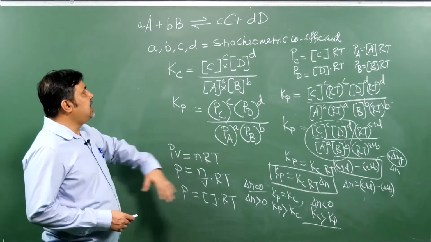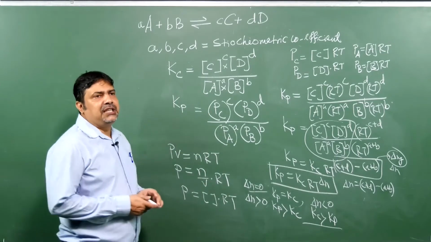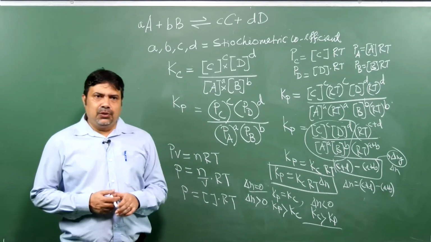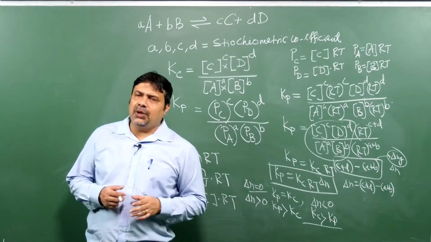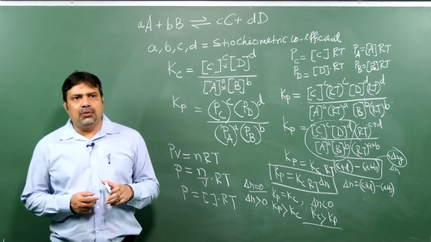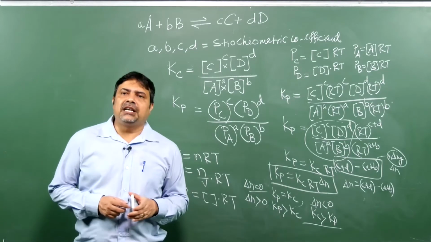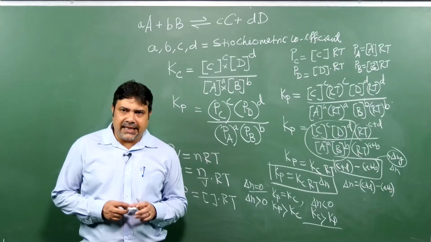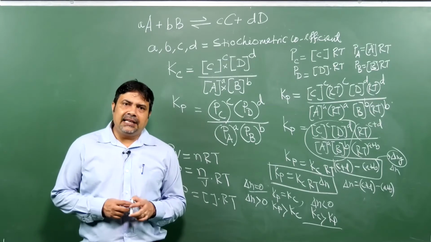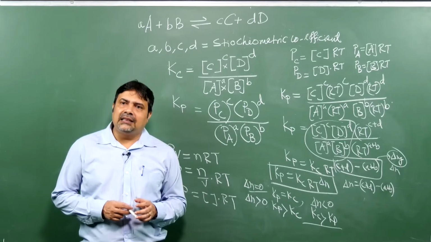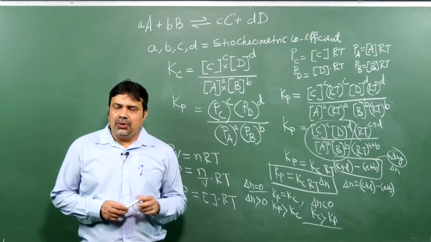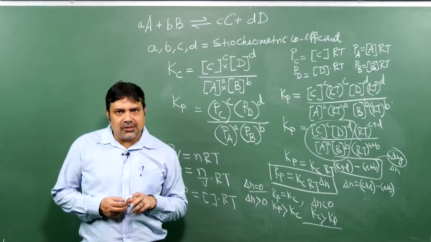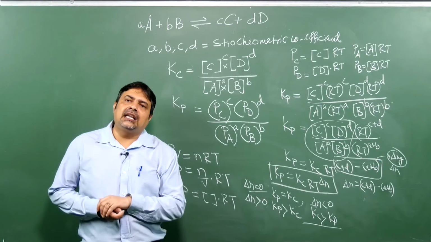Now this is the relation between Kp and Kc. They will give you a certain reaction, suppose N2 plus 3H2 is nothing but 2NH3. They will tell you the initial number of moles, and at equilibrium the number of moles, and the initial pressure. As the pressure is directly proportional to the number of moles, the equilibrium pressure you can also find out. From there you will get the Kp value.